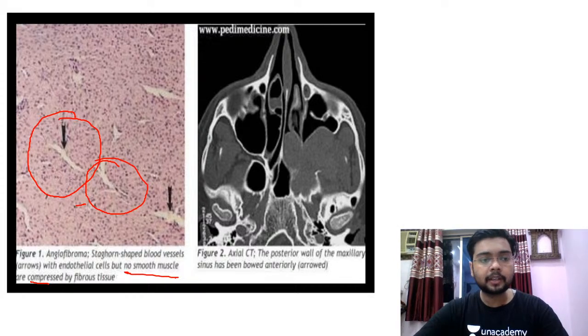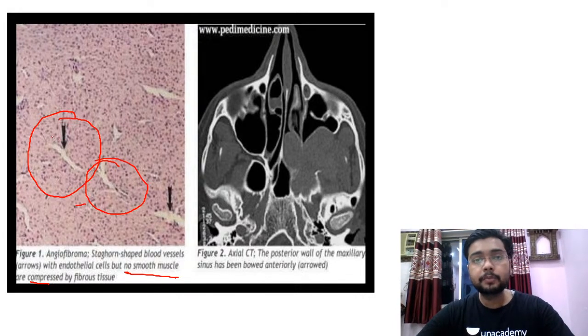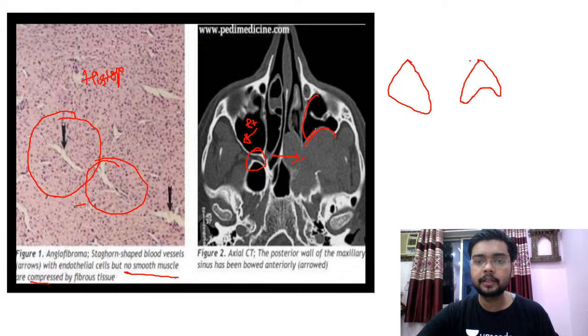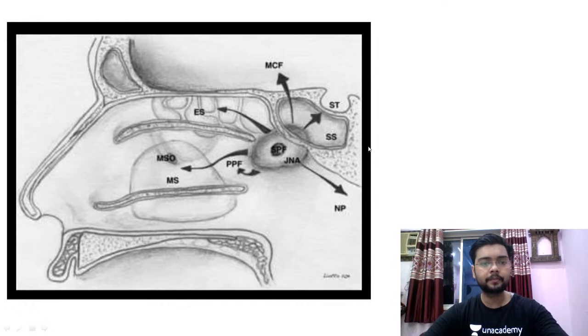So these smooth muscles are compressed by the fibrous tissue, and you are not going to get the tunica media or the smooth muscle layer in the blood vessel. So this is the histopathology for JNA, and this is again a CT scan picture showing you a widened foramen. If you compare with the opposite side, you will observe that this part is widened on the disease side, and there is bowing of the posterior wall of the maxillary sinus. Just compare: on the right it is normal looking, and on the left you will observe that it is like this. So this bowing, this elevation, is caused by this JNA, right?